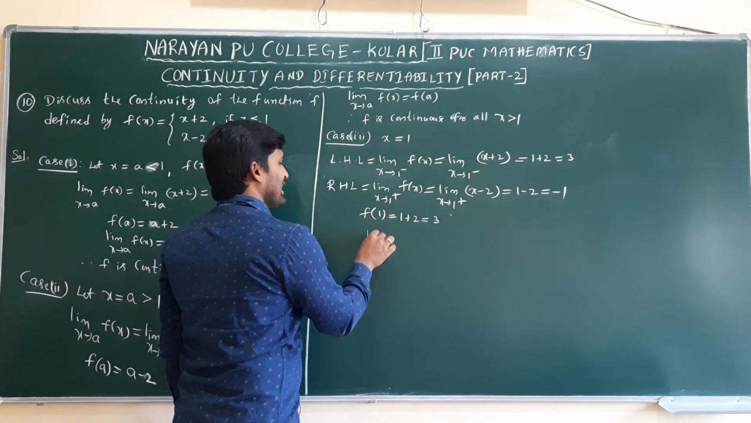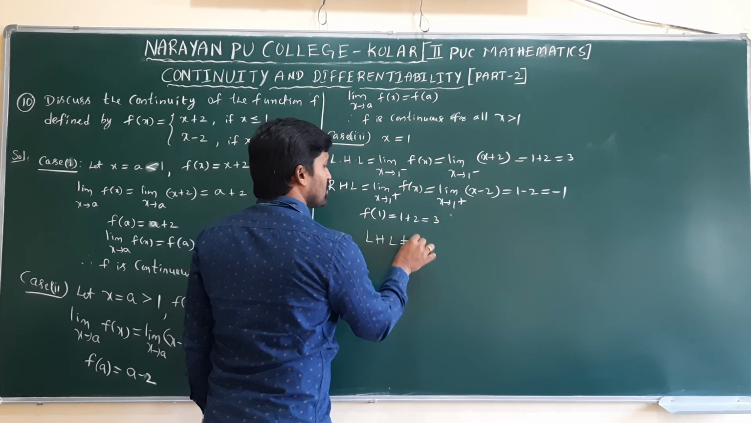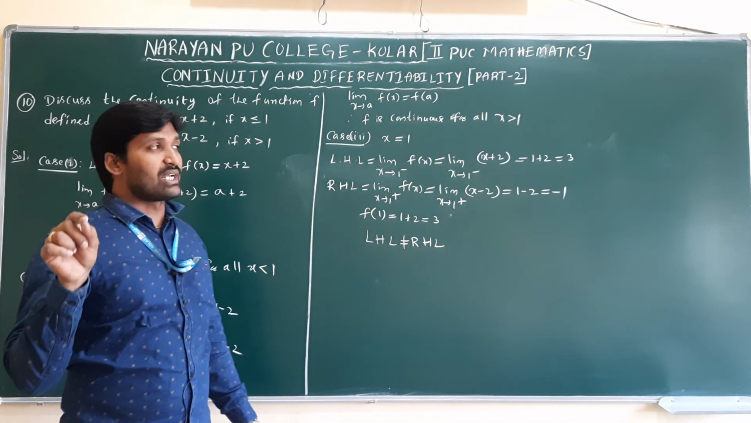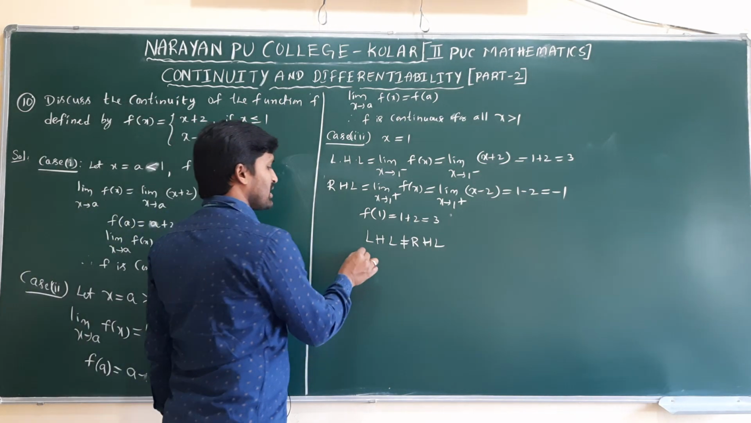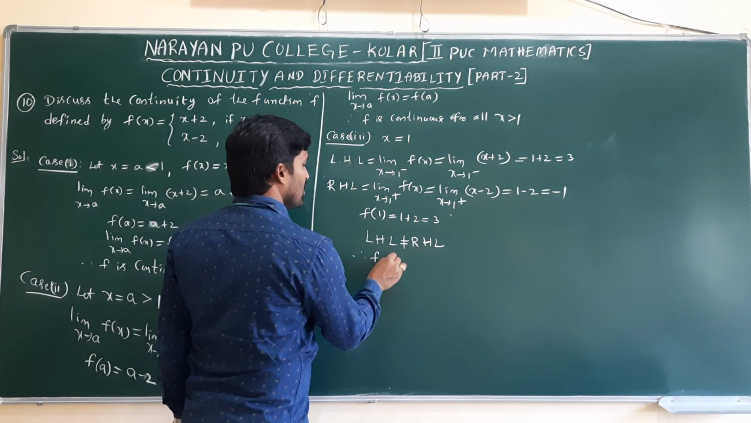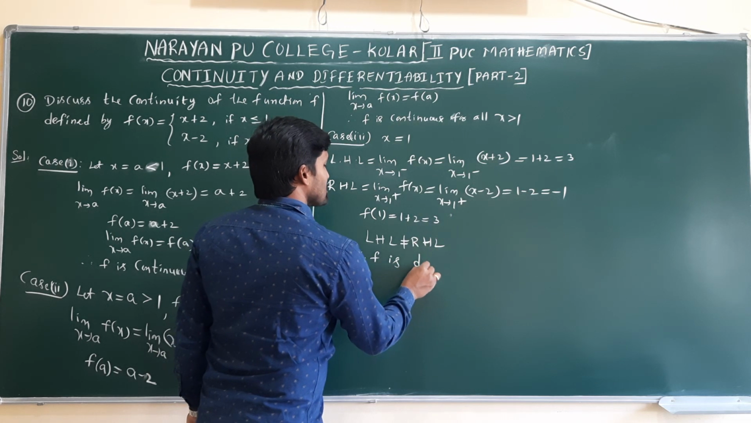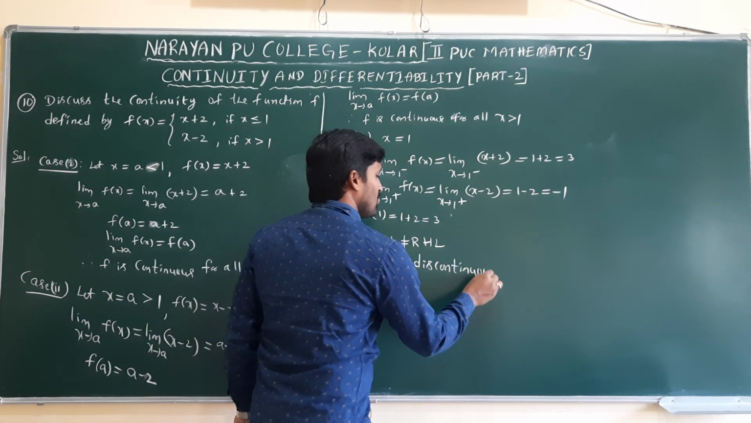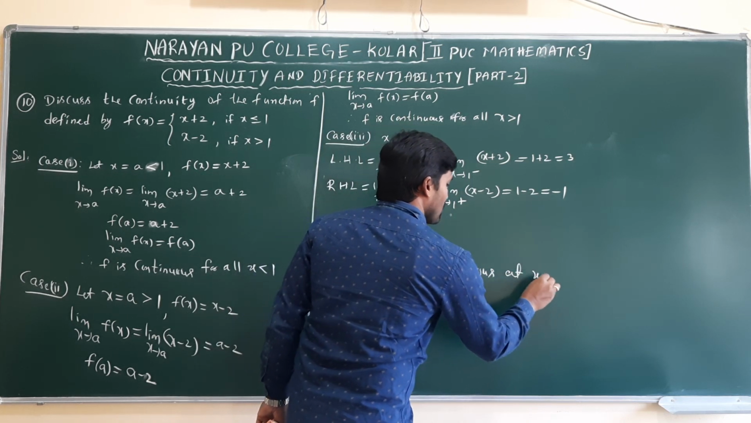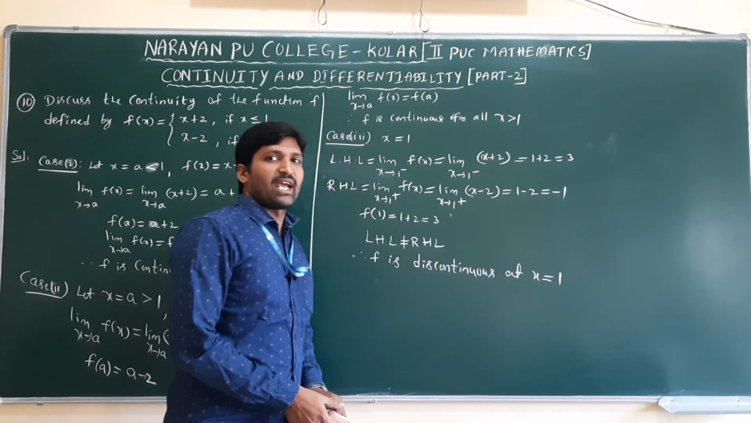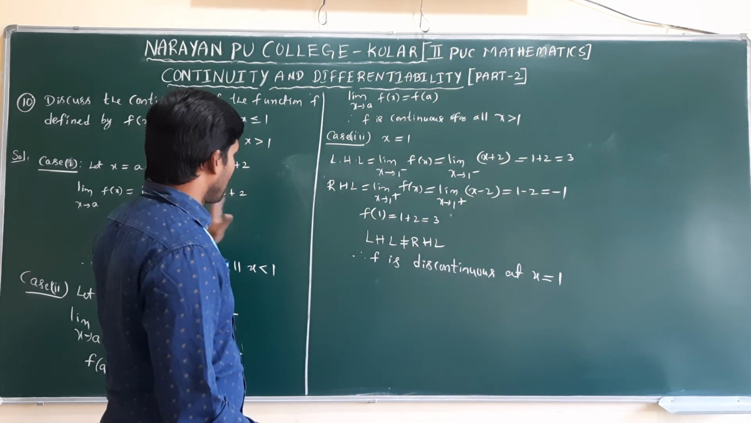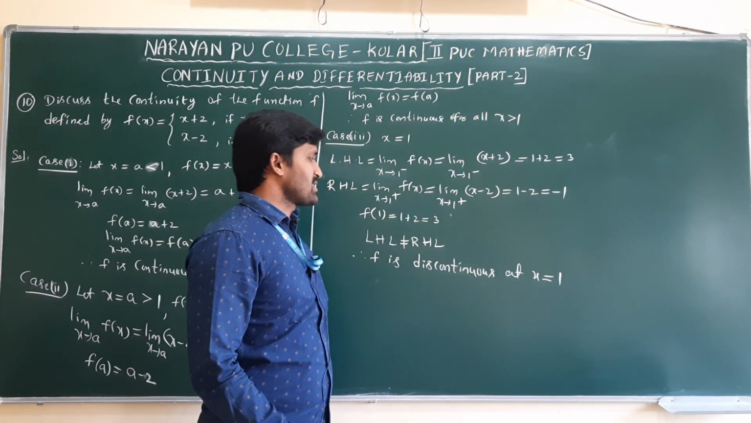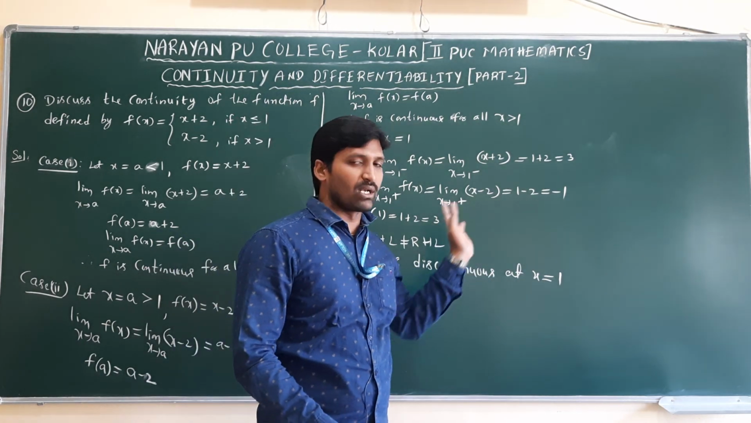But here the LHL value is not equal to the RHL. Only when all three values are equal can we say that f is continuous. But here it is not continuous, therefore f is discontinuous at x equal to 1. That means f is continuous at all values less than 1, continuous at all values more than 1, but discontinuous exactly at 1.